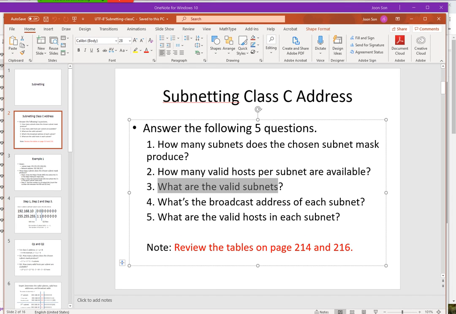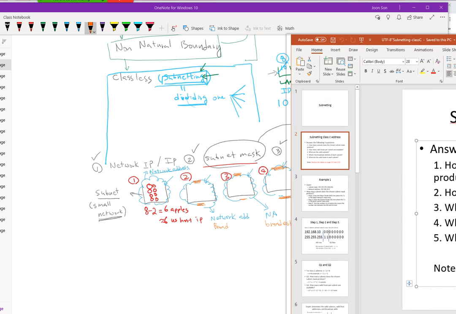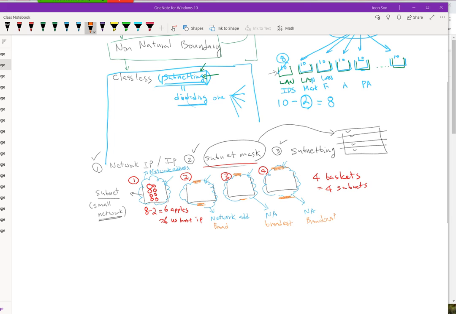And then the last one is, what are the valid hosts in each subnet? Whenever I say valid host or valid subnet, it means find out the IP address. So what I'm saying is, what is the IP address of the first apple? That means the usable host IP address of the first apple in the first basket. If I rephrase this, what is the usable IP address of the first device in the first subnet? Same thing.